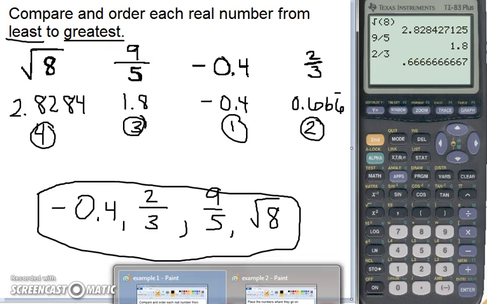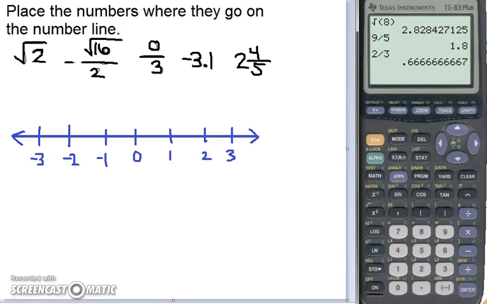All right, let's do one more example. And now I'm going to do this one with a number line. So in order to do this, once I put them on the number line, I'll be able to see how they fall as far as their order from least to greatest, but I still want to change them all into decimals so that I can put them on the number line first.